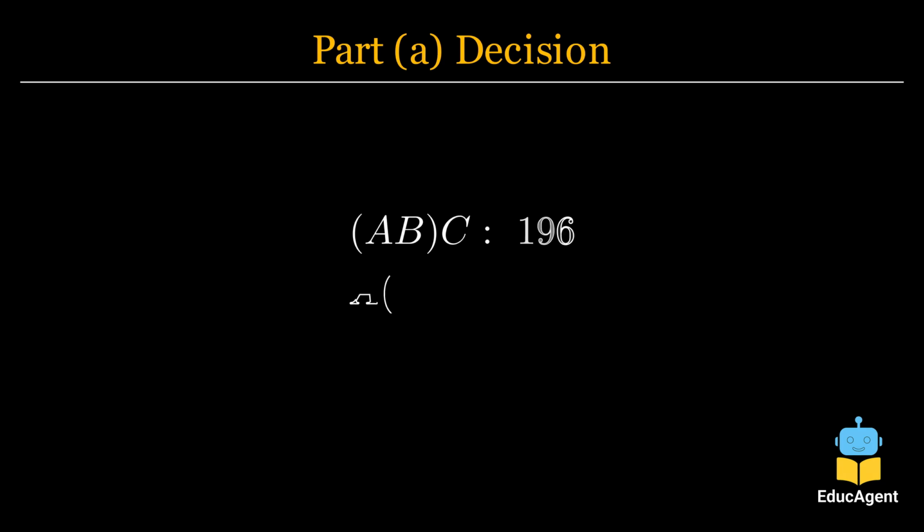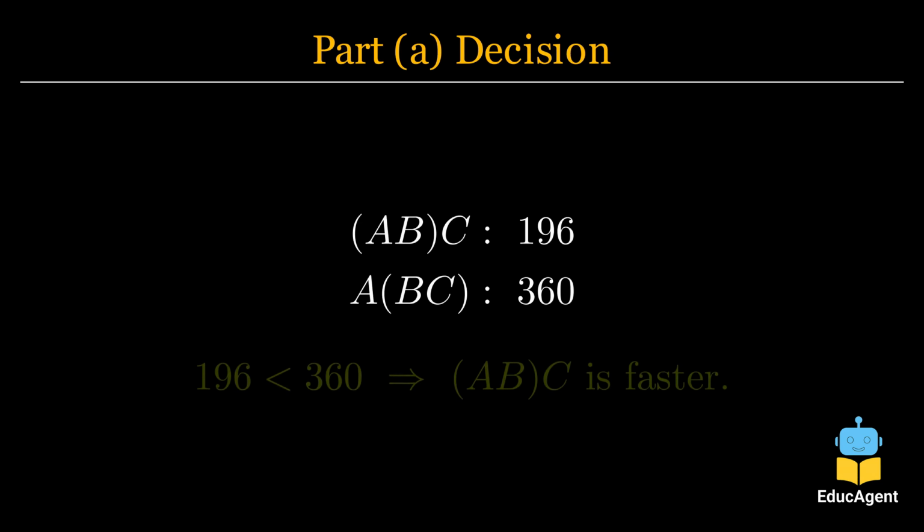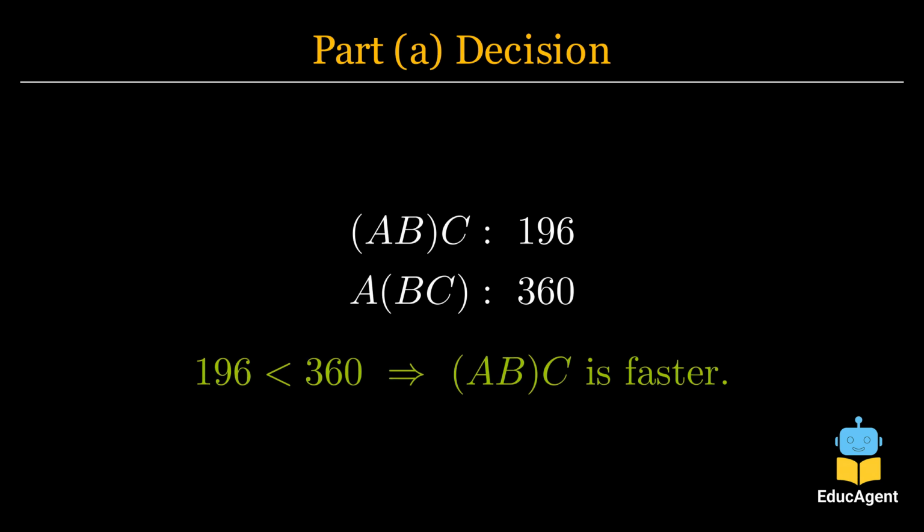Now we compare totals directly. The winner is (AB)C because it avoids forming the larger 4 by 10 intermediate matrix.